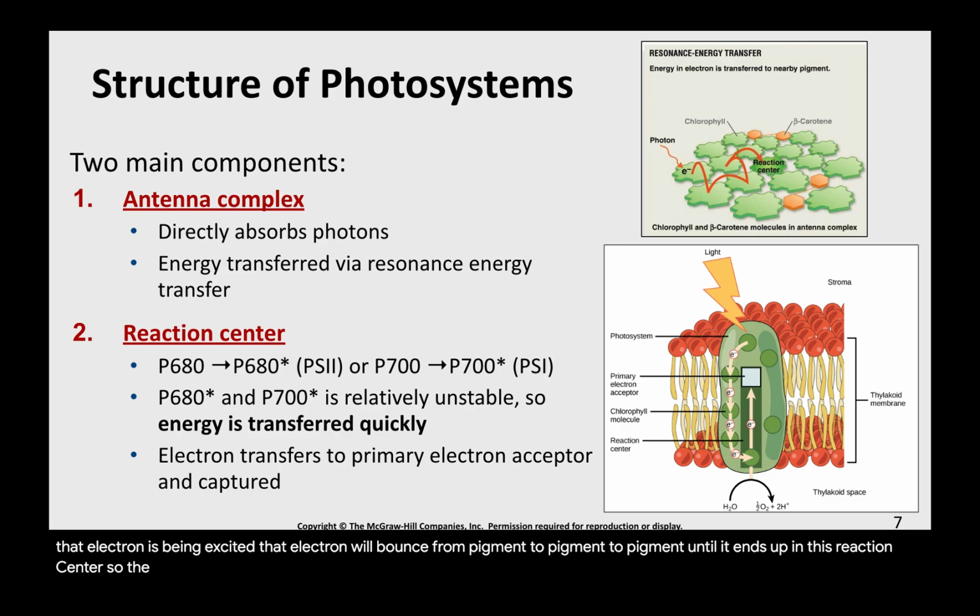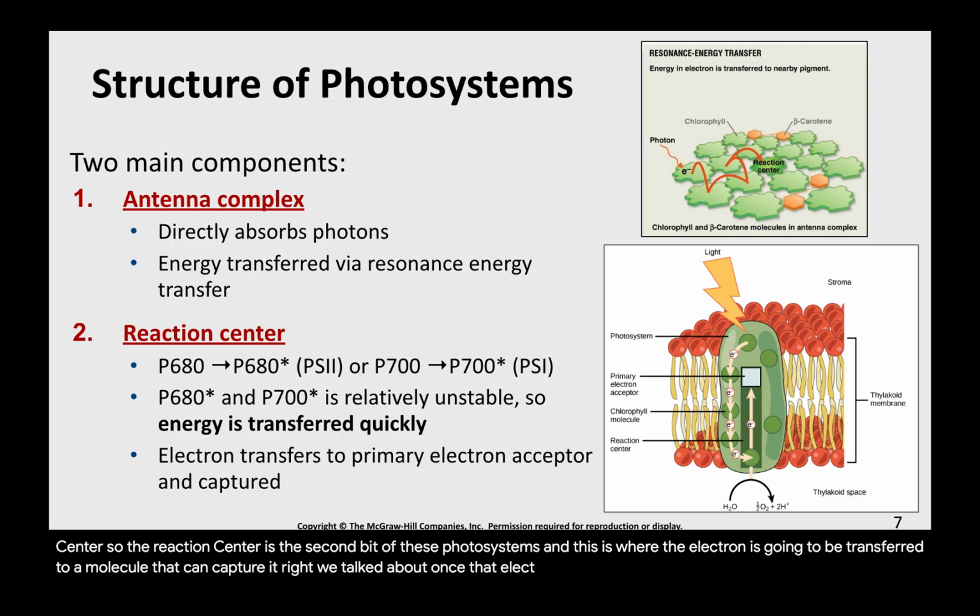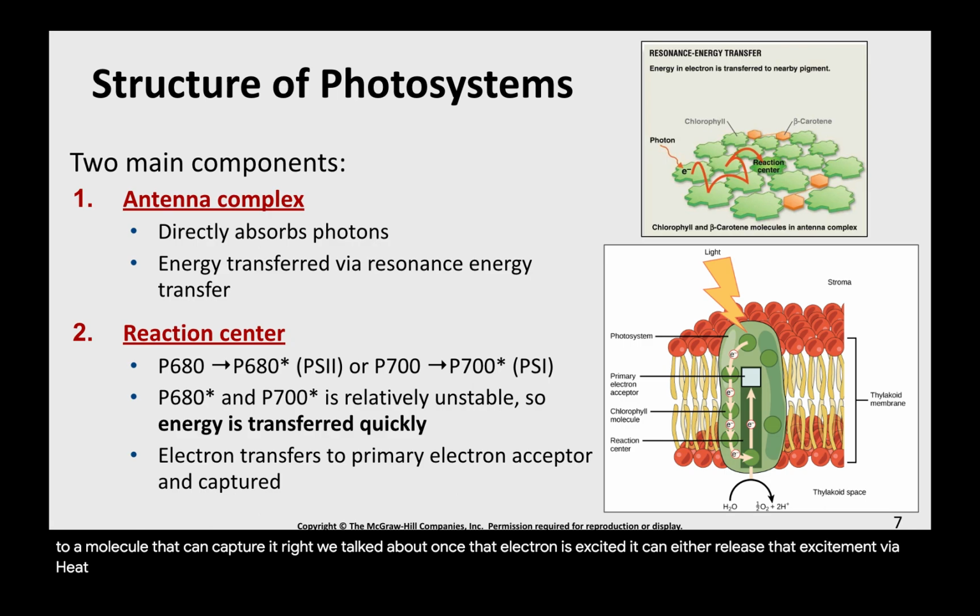So the reaction center is the second bit of these photosystems. This is where the electron is going to be transferred to a molecule that can capture it. We talked about once that electron is excited, it can either release that excitement via heat, via light, or by being captured. In this case, it's being captured by another molecule.